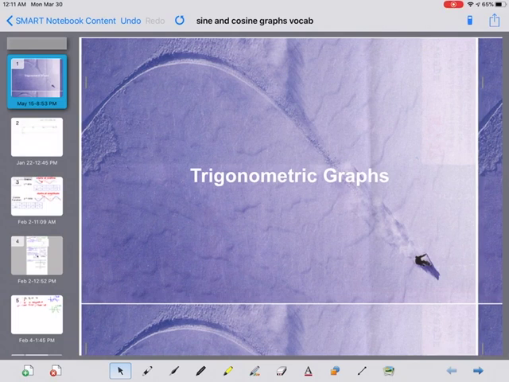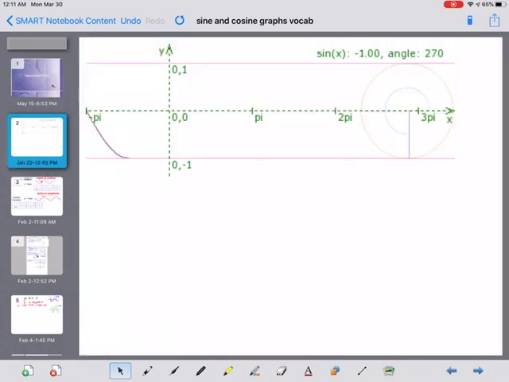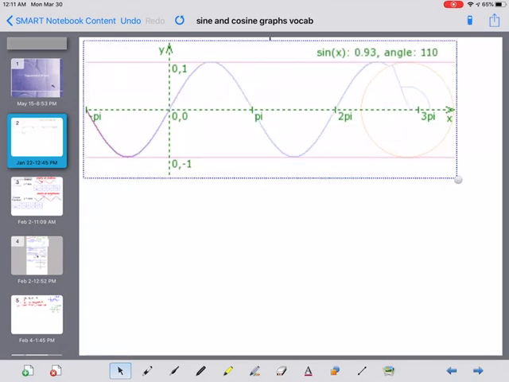Okay, so now we're going to take a look at some of the information about trigonometric graphs. First, let's just watch this for a second and see what's happening. If we notice, the second that it hits 0, it's going to start at 0, 0. And then it goes and it goes, so it keeps going around a circle.